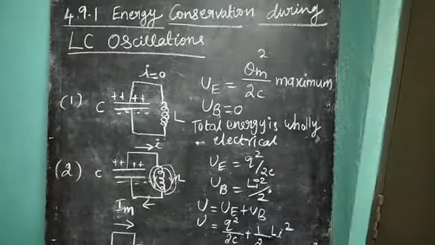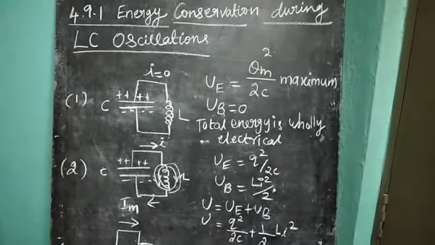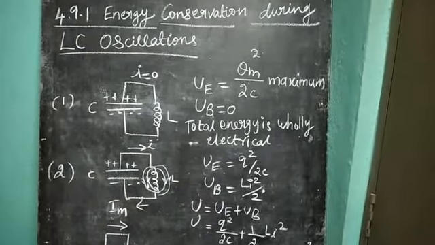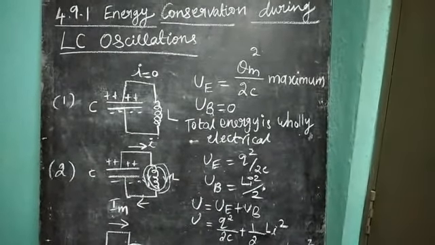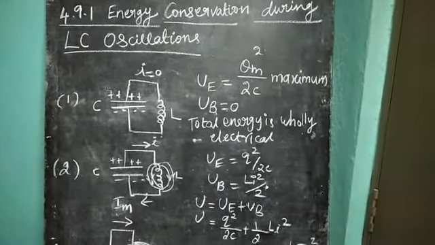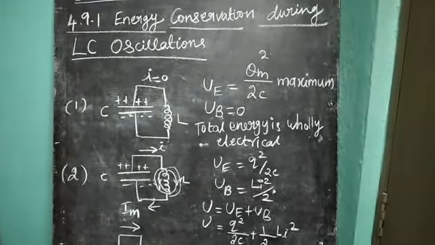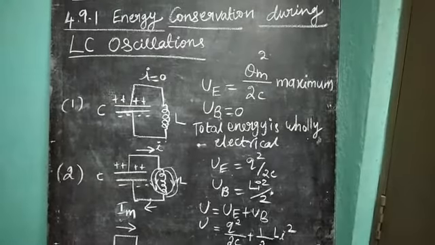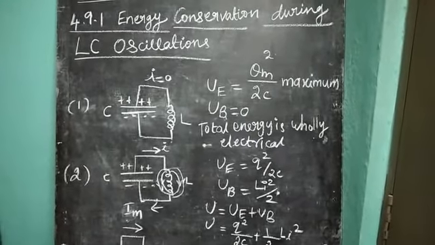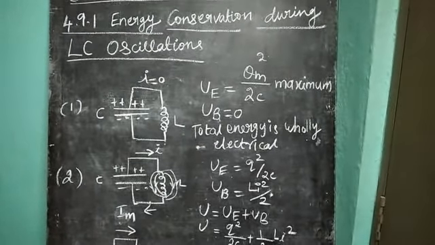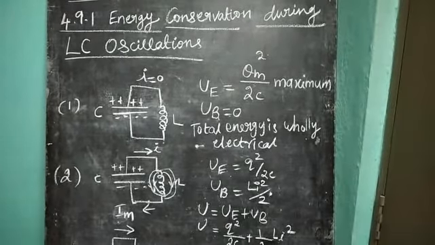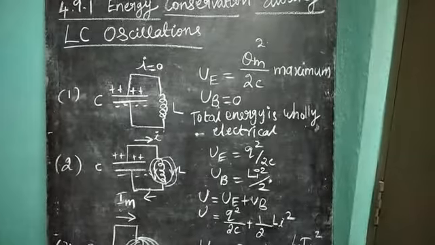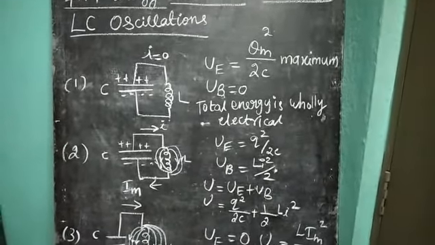So here total energy is equal to the sum of electrical energy in the capacitor and magnetic energy in the inductor. So U equal to UE plus UB, where U is the total energy of the LC oscillation circuit, equal to UE, electrical energy in the capacitor, plus UB, magnetic energy in the inductor. So U equal to Q square by 2C plus half L I square.